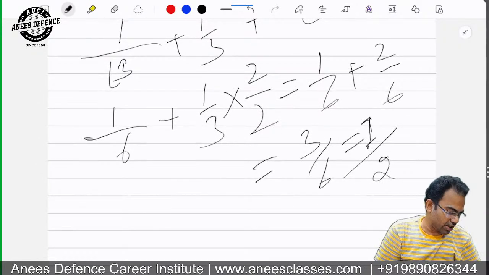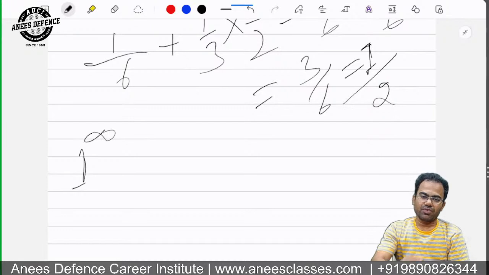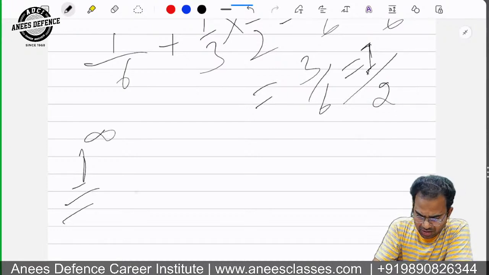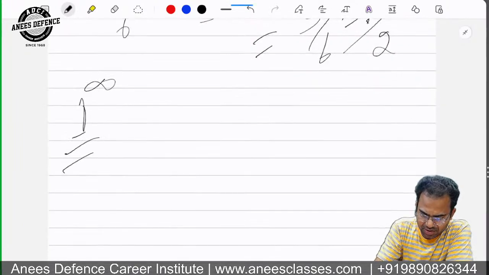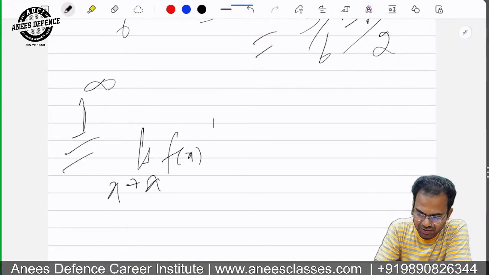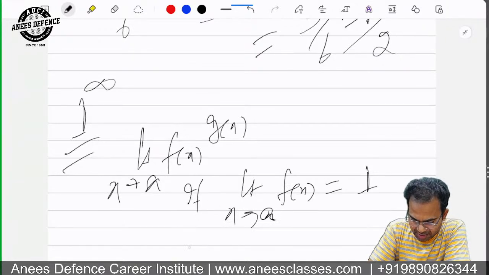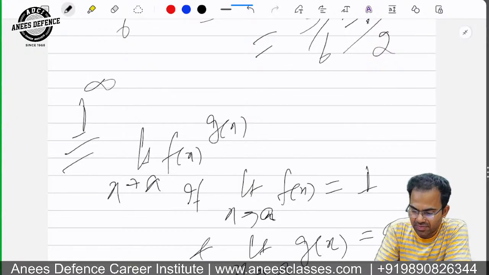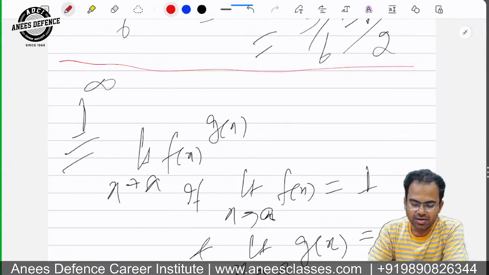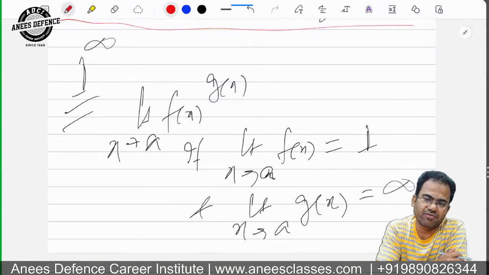Now I am starting the 1 to the power infinity format. Suppose that limit x tends to a of f of x to the power g of x. If limit x tends to a, f of x is 1 and limit x tends to a, g of x is infinity. Write the theory behind 1 to the power infinity. This is very important for JEE.